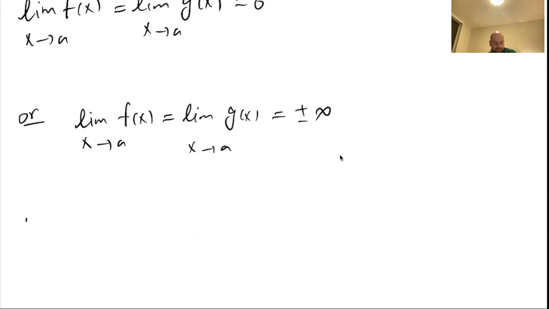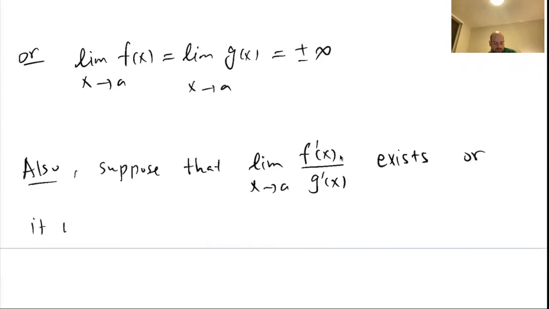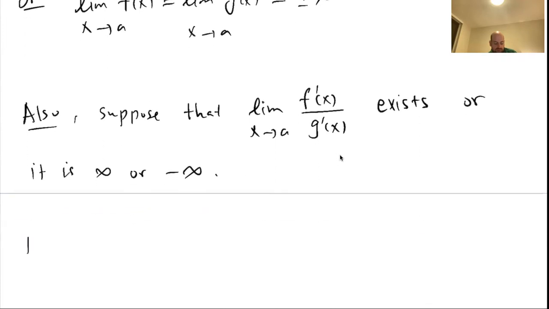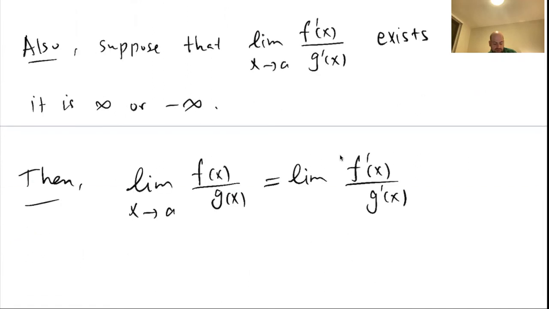Also, suppose that the limit of f prime of x over g prime of x as x approaches a exists, or it is infinity or minus infinity. Then we can say that the limit of f of x over g of x as x approaches a is equal to the limit of f prime of x over g prime of x as x approaches a.